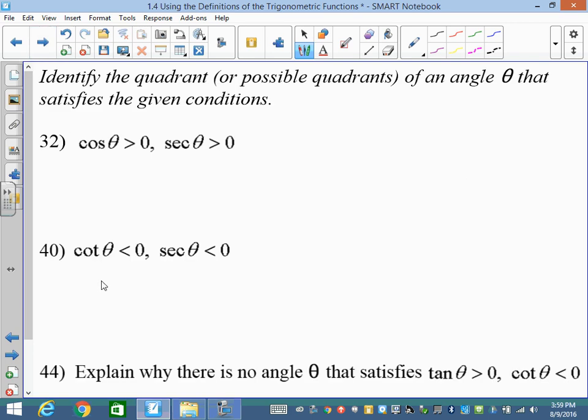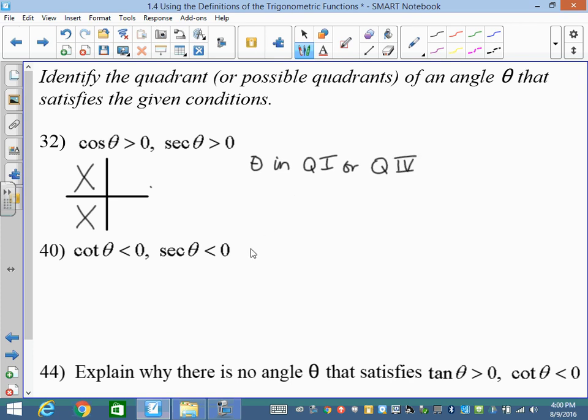Okay, so this one here, identify the quadrant or possible quadrants of an angle theta that satisfies the given condition. So on this one here, cosine is positive and secant is positive. So we're going to draw our little grid here. Okay, and it wants cosine to be positive. Greater than 0 means positive. So it could be here. Cosine's not positive here, so I'm not here. Cosine is not positive here, so we're going to scratch him out. But he is positive here. And I want secant to be positive as well. Well, everybody's positive here, and cosine and secant are reciprocals. He's positive here. So this angle, theta, could be in quadrant 1 or quadrant 4.